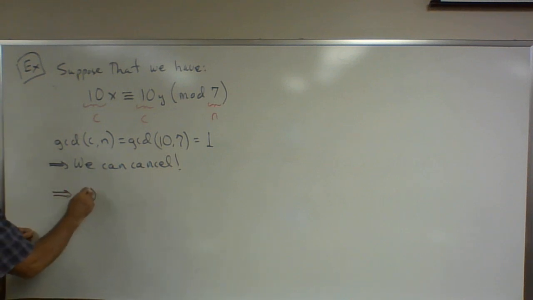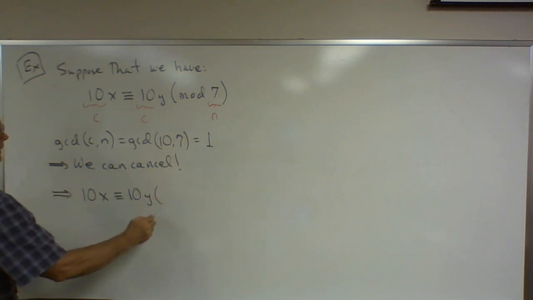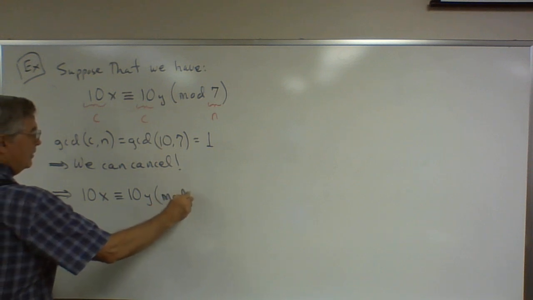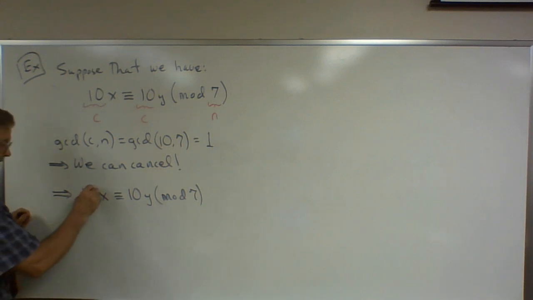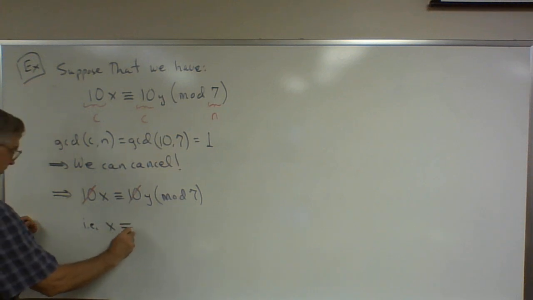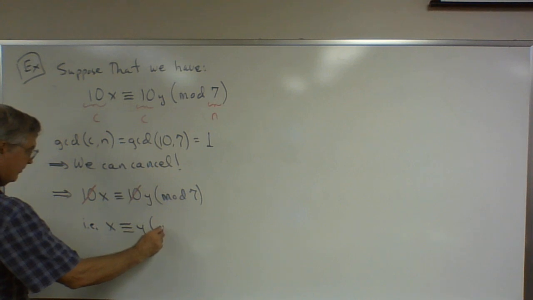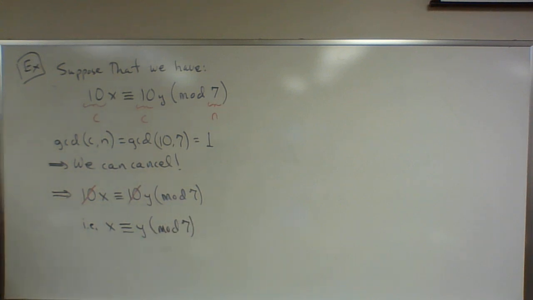So we have the congruence 10x is congruent to 10y mod 7. And we've received the green light to cancel. And x is indeed congruent to y mod 7.